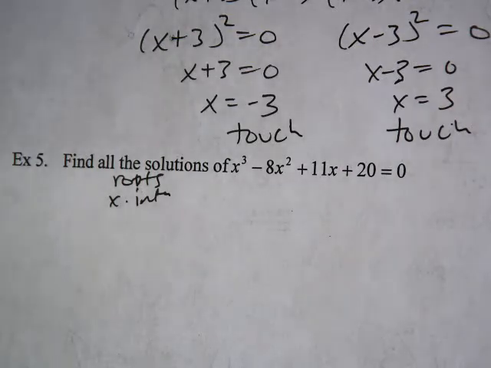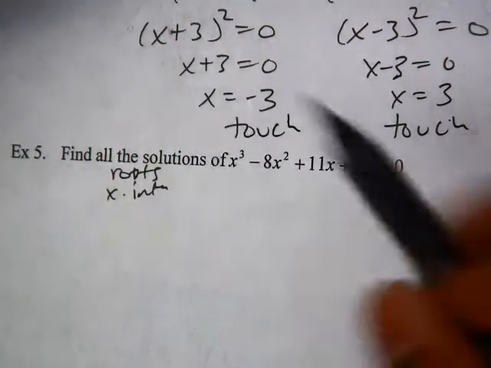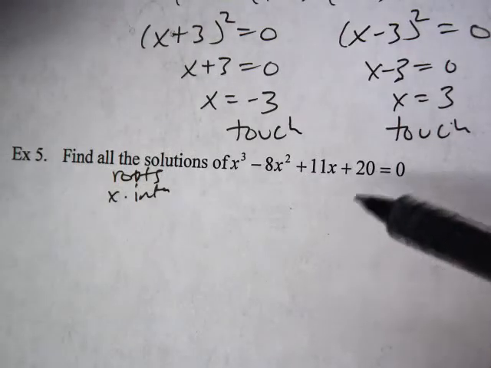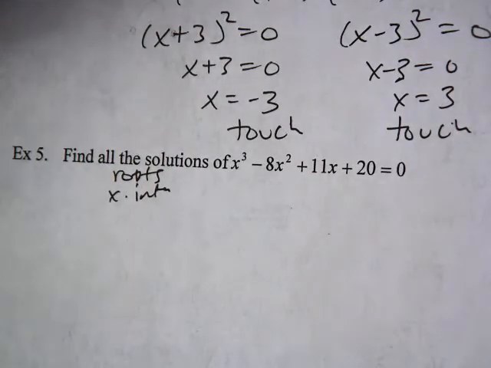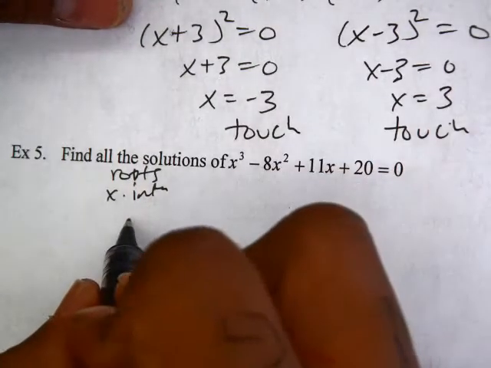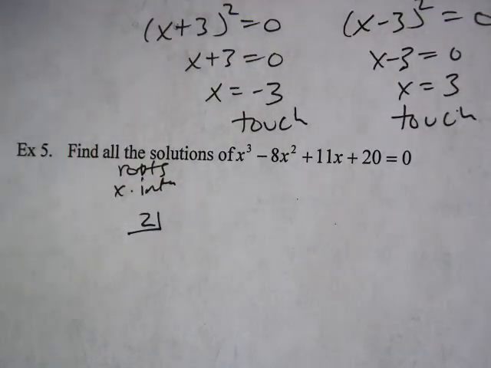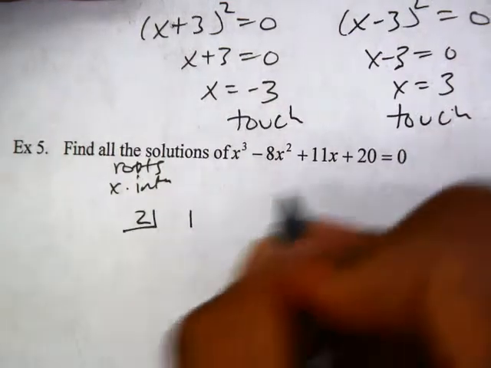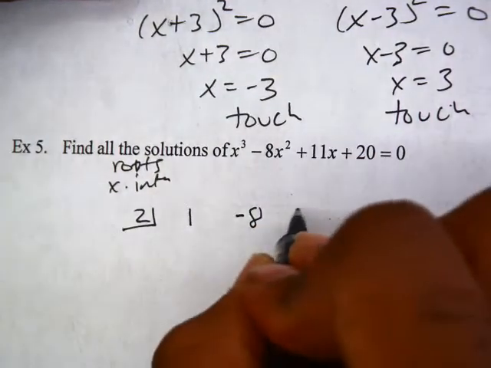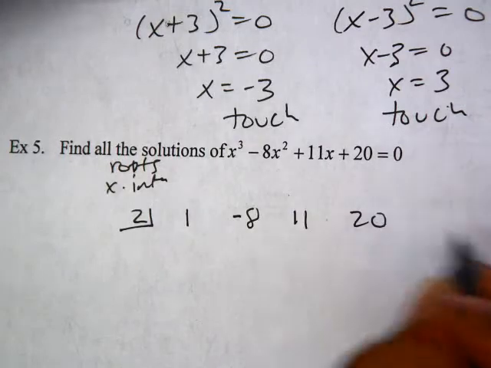It says that if you have something like this, one of your roots should be rational, and you just look at the last number. It should be one of the factors of 20. So just give me some numbers that is a factor of 20. So let's just try 2. I'm going to see if it's a factor by dividing it out. So 1, -8, 11, and 20.